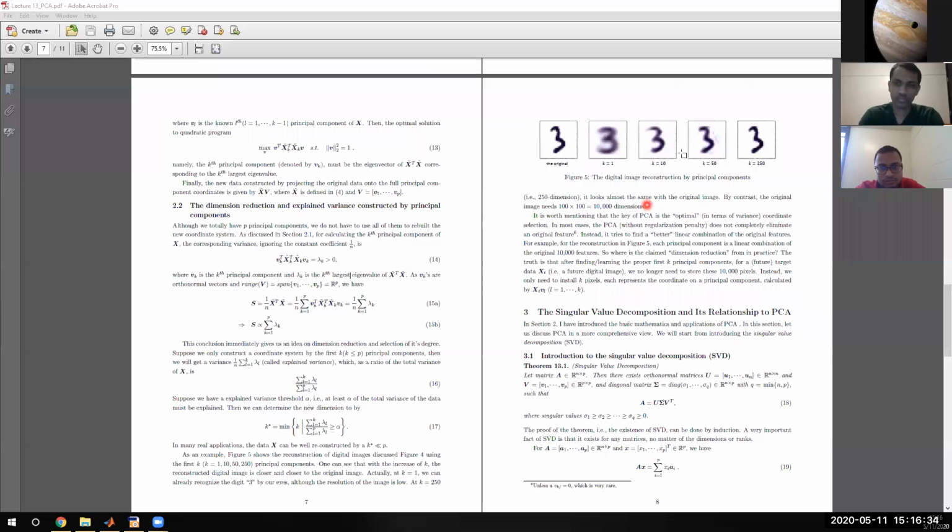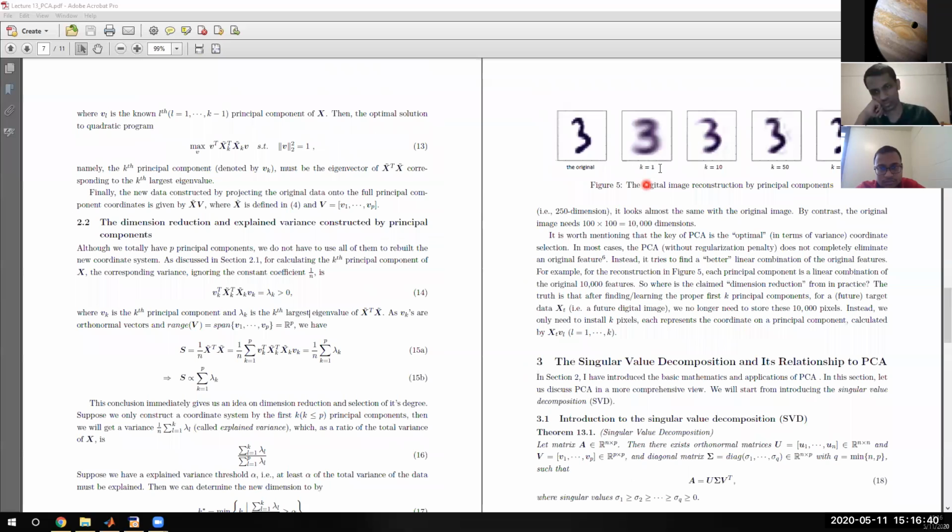Now here is k equal to 1 dimension. That means I use just the first principal component, and I get this one. Here I use 10 dimensions, 50 dimensions, 225 dimensions, 250 dimensions. 250 compared with 10,000 is nothing, right? It's only 2.5%. But have a look at the result compared with the original one. By our eyes, they're almost the same. Get the point? How powerful it is. You only use 2.5% of the dimensions and you can express almost the same thing.